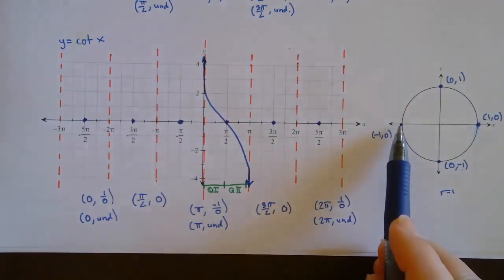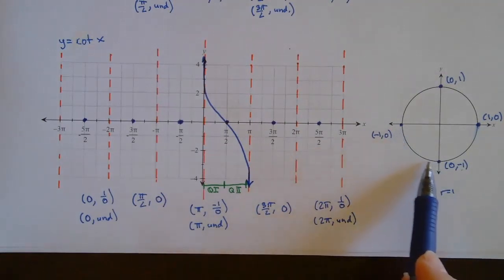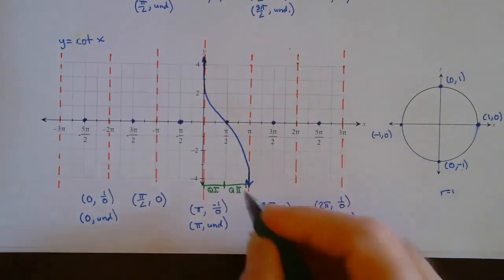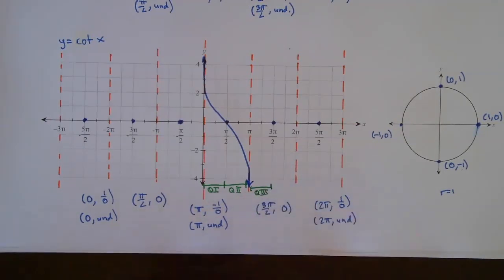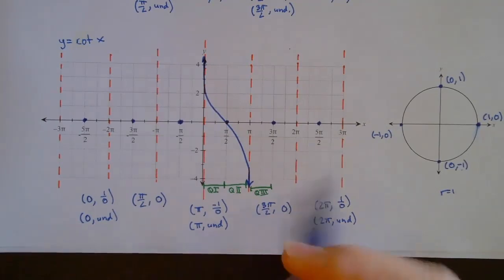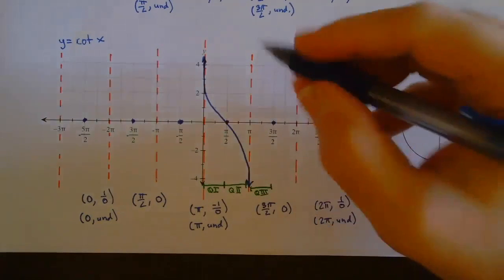Okay, so how about pi to 3 pi over 2? Well, what do I know about this quadrant? This is quadrant 3. What do I know about my x's and y's in that quadrant? Well, they're both negative. If they're both negative, when you go to do the ratio, that's going to cause it to be positive, right? So that means from pi to 3 pi over 2, my graph must be above the x-axis.